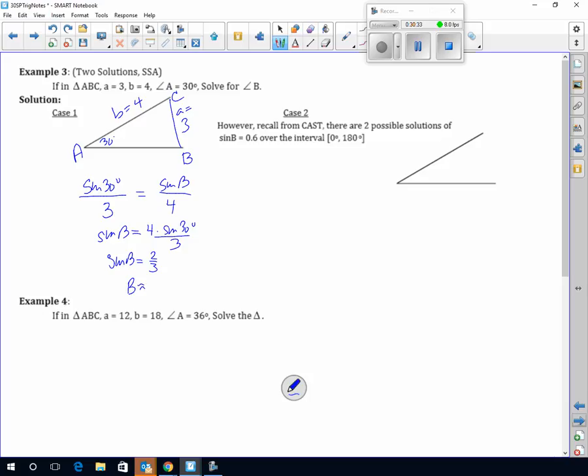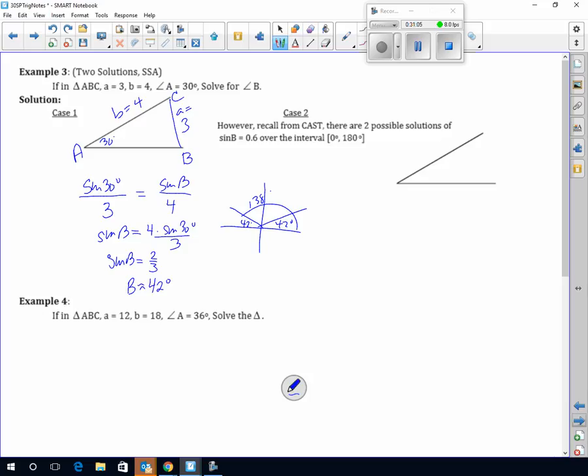41 point something. Let's go 42, just to be nice. Now, that's what the reference angle is, right? 42 degrees. What's another possibility that it could be? What would this angle be? 138. So let's check. Can 138 and 30 add up to less than 180? Yes, so that means we do have two possibilities.